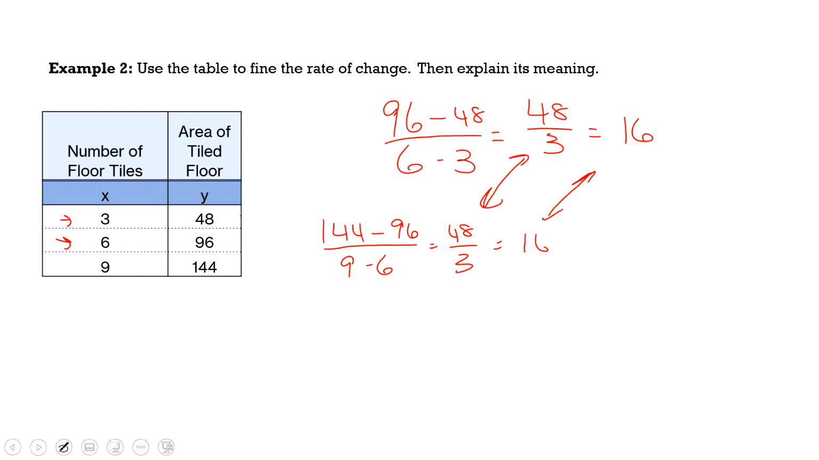What does it mean? The constant rate of change is, for every floor tile we use, the area of the floor tiled, we'll call it, I guess, 16 square feet. Don't know what the actual measurements are, but for every tile we use, we're tiling 16 units of the floor. That makes sense. Everybody good? Okay.